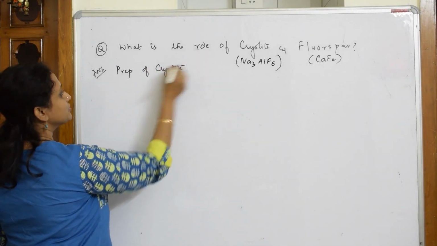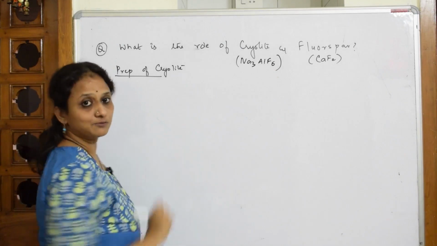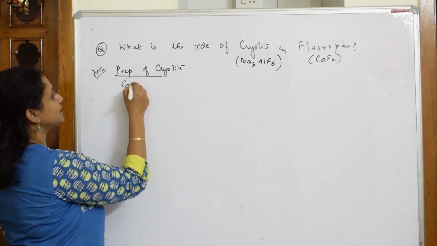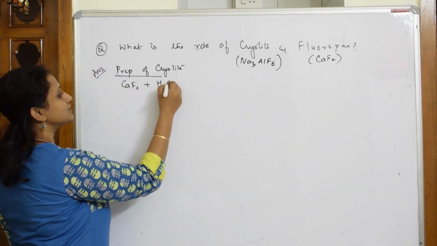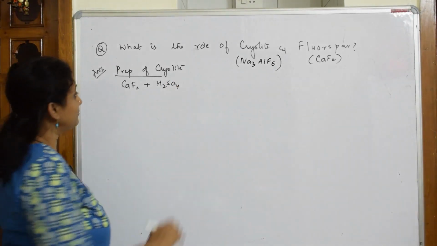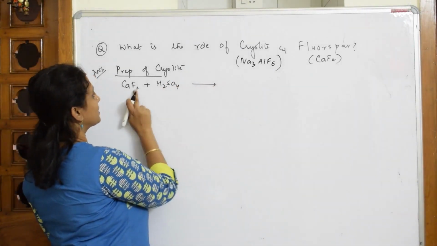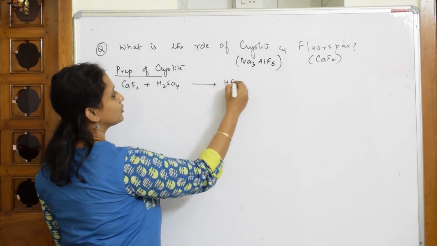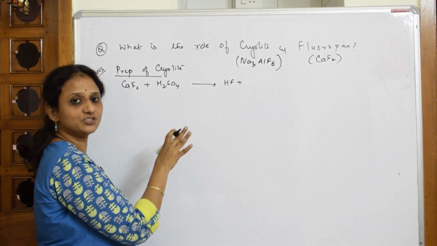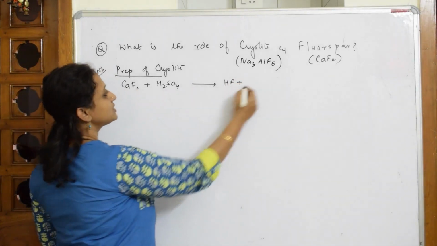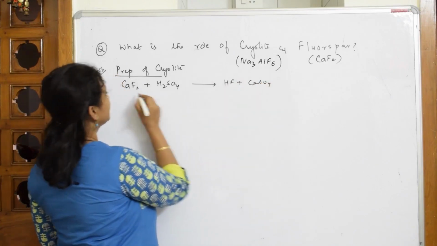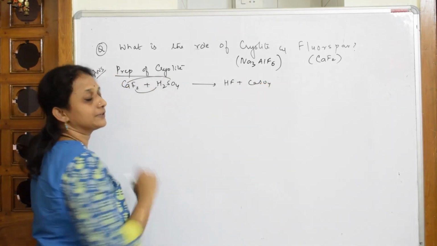Preparation of cryolite. First, we are going to take feldspar. So, what is feldspar? CaF2. I'm going to fuse it with sulfuric acid. When I'm fusing with sulfuric acid, you get two compounds. One is hydrogen fluoride. I'm not balancing the reaction, just giving you general information. And the leftover is calcium sulfate. Hydrogen fluoride and calcium sulfate.